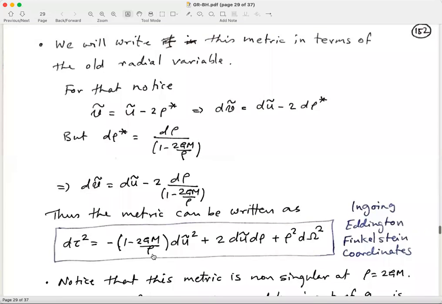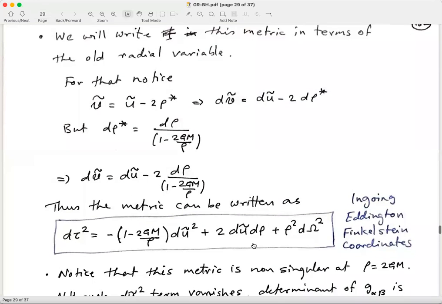And then you would have gotten an equation which would have looked very similar, except u tilde replaced by v tilde at both the places, and this plus sign would have turned minus. Barring that, the metric would have looked the same with u tilde and v tilde swapped. That coordinate system is usually referred to as the outgoing Eddington-Finkelstein coordinate system. Again, you will see in that coordinate system also nothing special happens at rho equals 2 gm.